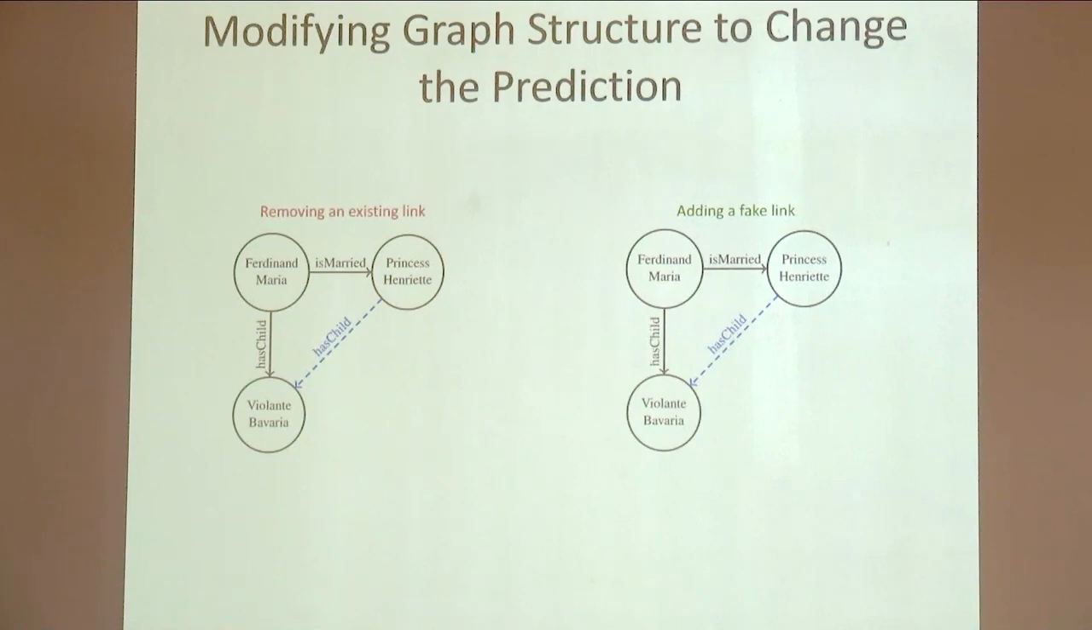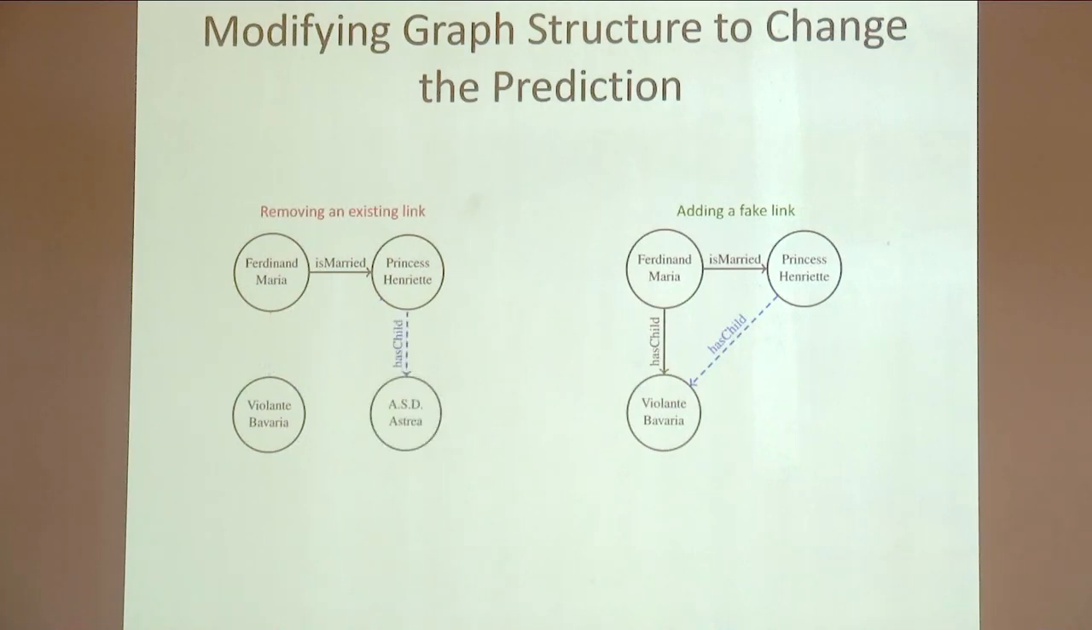So in this work, our goal is to alter graph structure in a way that would change model prediction for a specific target triple. For example, as we see in the pictures, the model can correctly predict the offspring information for Princess Henrietta. So the question is how to change graph structure to deceive the model to choose the wrong entity as the offspring. We consider two kinds of changes in this work.